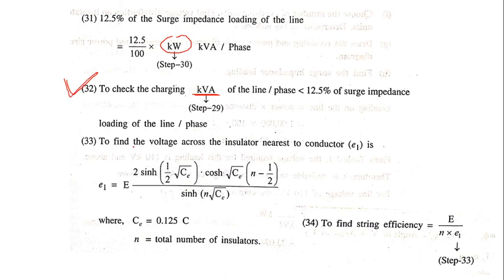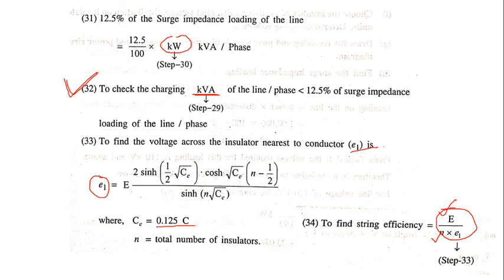Next step is to find the voltage across the insulator nearest to the conductor, E1, for finding the string efficiency, that we already saw. So E1 is equal to E into twice sinh(n1/2) under root of CE cosh under root of CE into (n minus 1)/2 sinh divided by sinh and under root of CE, and the value of CE is equal to 1.25 C, and n, that is the total number of insulator discs. And the last step, to find the string efficiency, is equal to E divided by n into E1. We all know the value of E, and n is the total number of insulators, and E1 we already found over here.